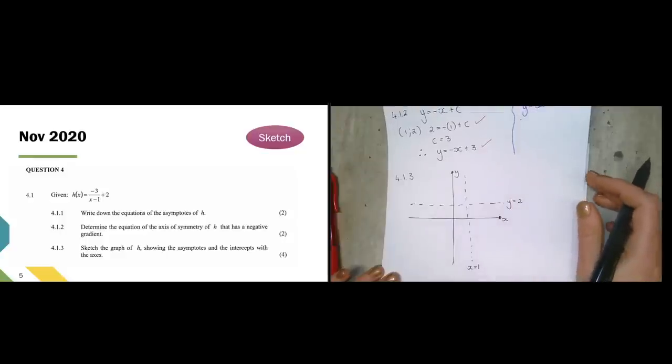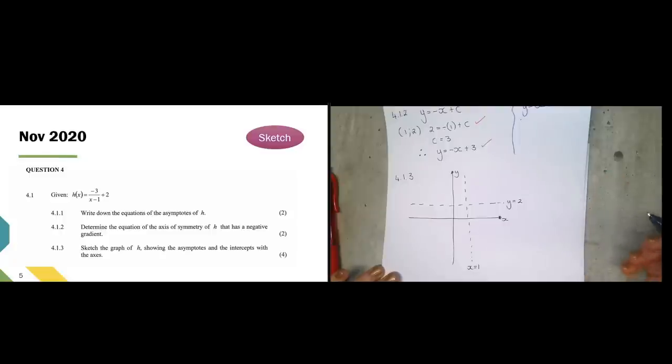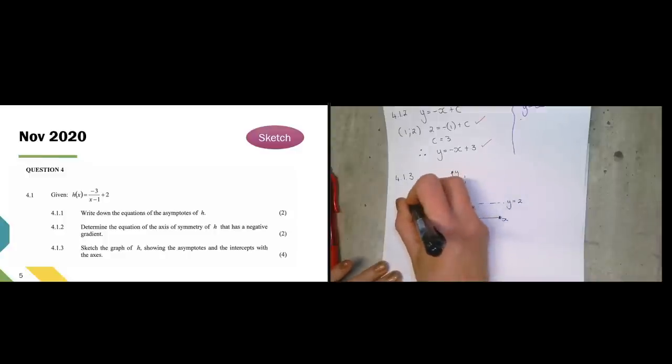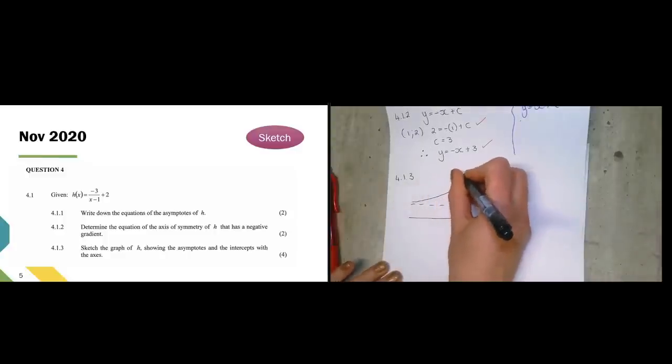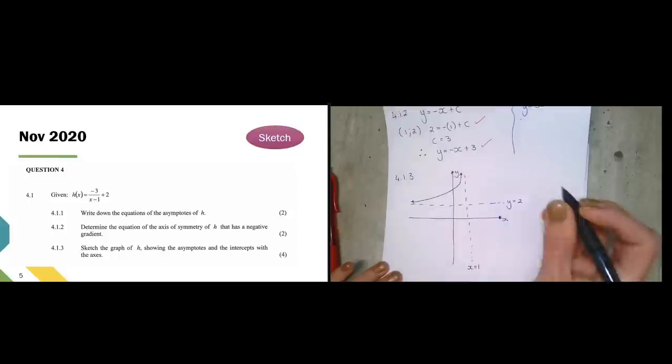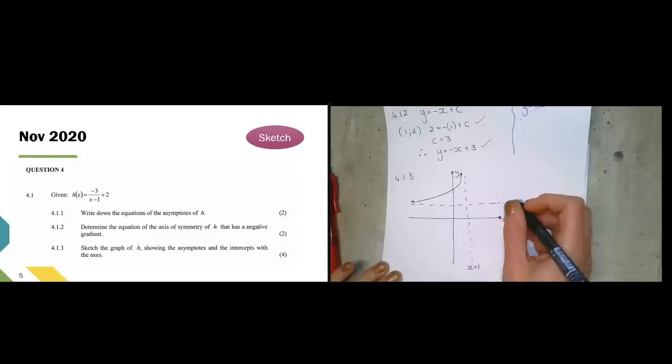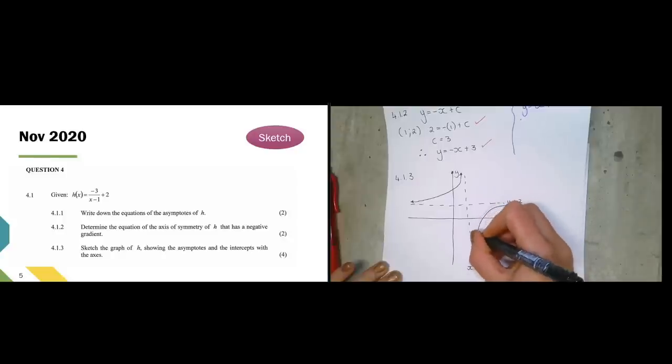If you look at your graph, in which quadrants will this hyperbola be? The a value is negative 3. That means I will be in the second and in the fourth quadrant. So I can draw my graph. It's in the second quadrant. Please pay attention to your shape. You are approaching your asymptotes and never touching them. And in the fourth quadrant.